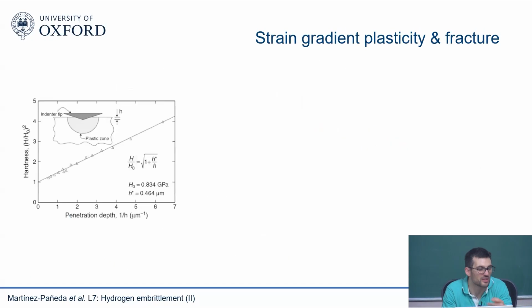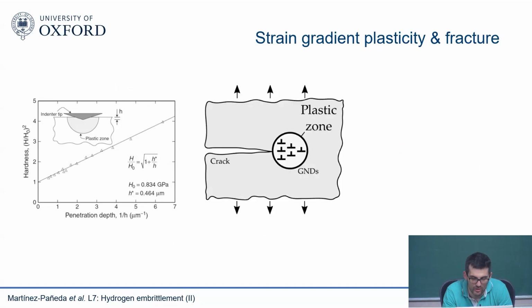And this is what we see in indentation. In indentation, you may be indenting something that is very big. You could be indenting this table, but you see a size effect because your plastic zone is small, so you're going to have a gradient in plastic deformation. So this is exactly what you have ahead of a crack. And you can see already where we're going, it depends a little bit on how big your plastic zone is.